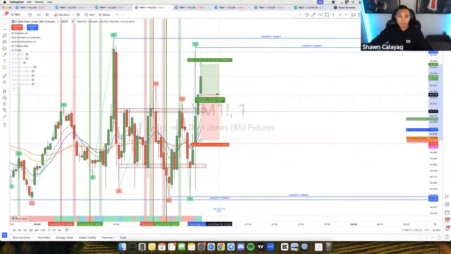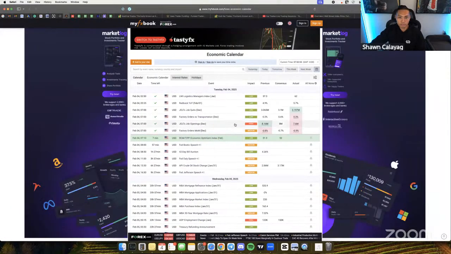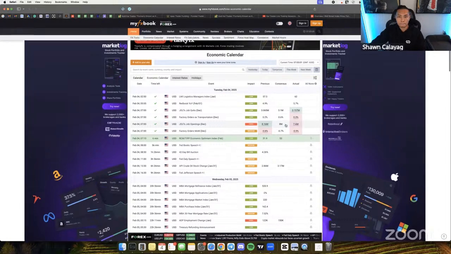All right, so hopefully we can start looking for entries at this point. The news here was actually negative, guys. Looking at JOLTS job quits, it was positive. Factory orders, negative. JOLTS job openings, this is a high impact news event. It was negative here. It was forecasted to be 8 million. It was 7.6. There are fewer jobs available than expected. And the factory orders here also negative. It was forecasted to be negative 0.7. It was negative 0.9.